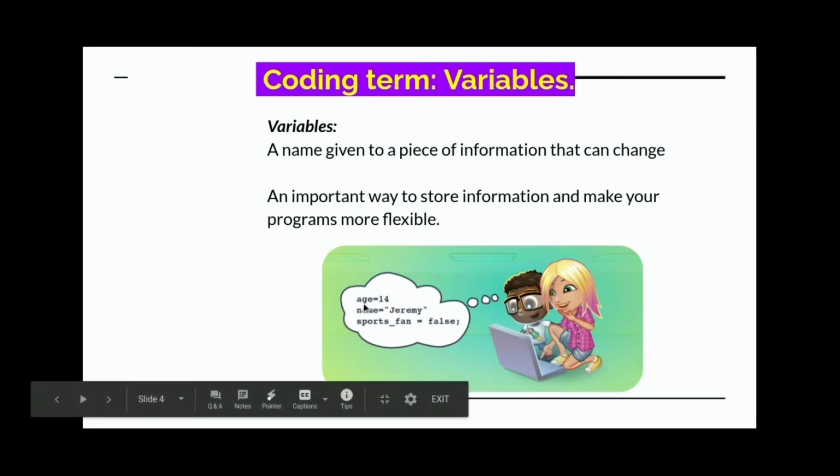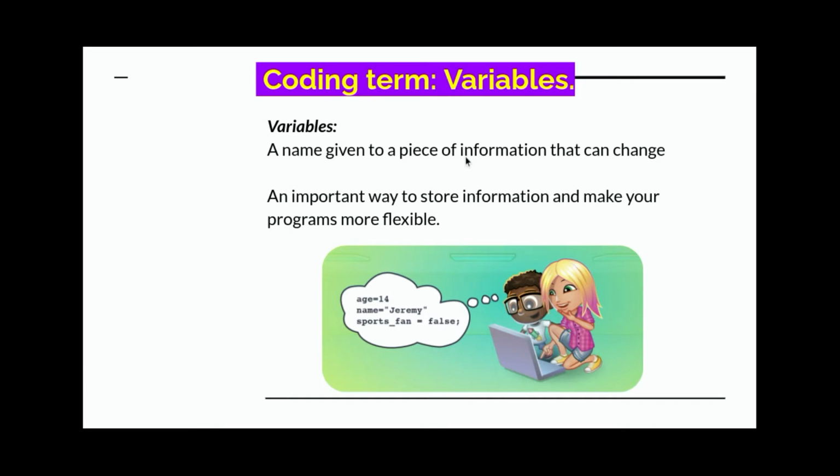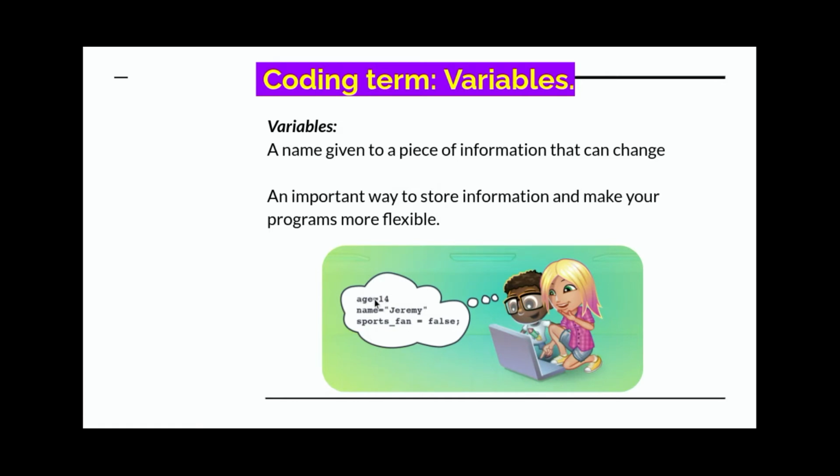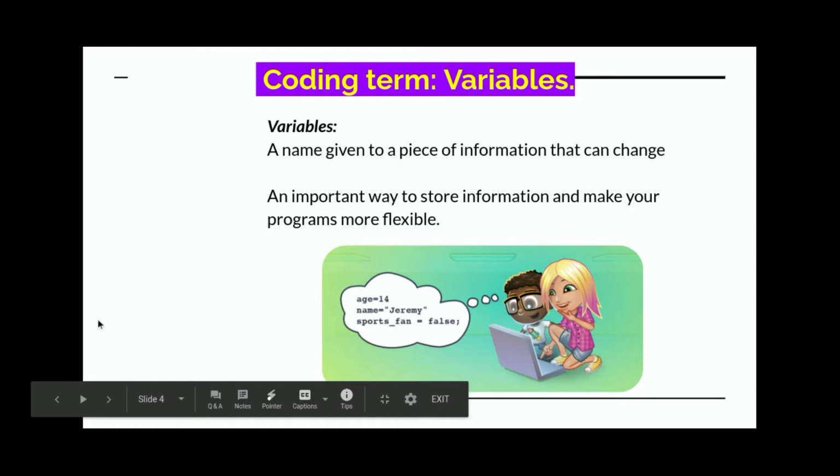So here's some examples in this picture. This student's name is Jeremy. Okay, there's his name. His age is 14. And is he a sports fan? It says false. And in just a second, we'll learn what all three of these different types of variables are. Okay, so variables become an important way to store information in your code and to make your code more flexible, because as Jeremy gets older, it wouldn't break his code if he turns 15 all of a sudden. He could just update that where it says age, and then the code would continue to work for him as a 15-year-old as well.